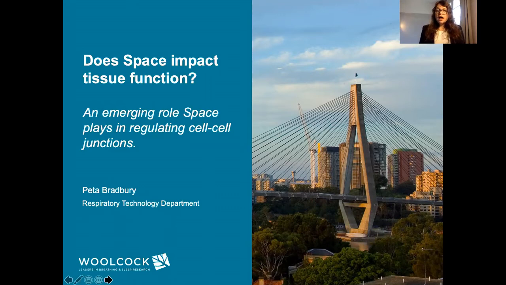So the data that I'm going to present focuses on the impact that space may have on tissue function, and this led us to establish an emerging role for gravity or microgravity, and how this plays into regulating the structure and function of tissue epithelia.